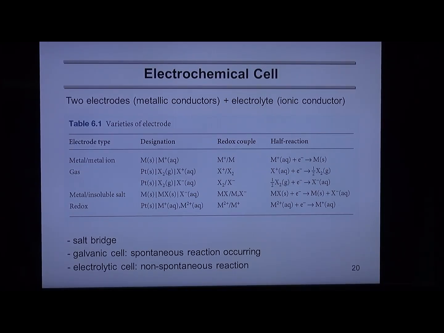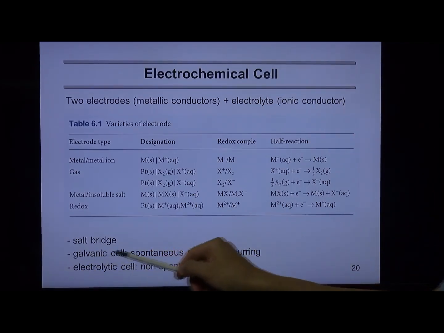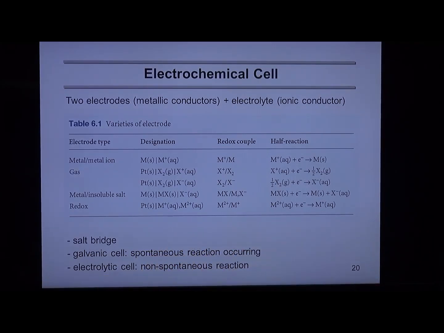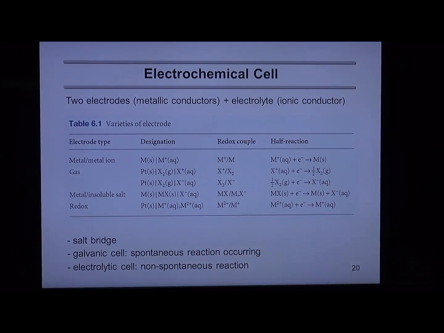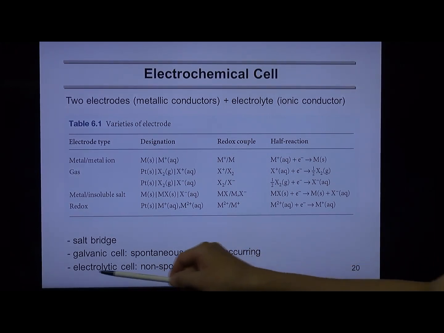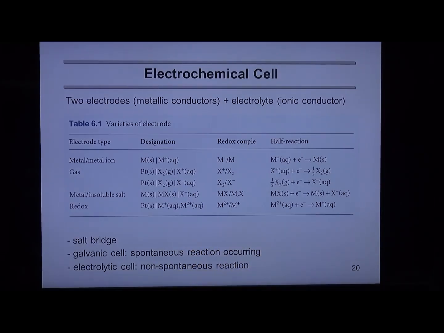Overall, electrochemical cells can be divided into two different kinds: galvanic cells and electrolytic cells. A galvanic cell is an electrochemical cell which generates electrical energy by a spontaneous reaction. On the other hand, an electrolytic cell is a cell which works based on a non-spontaneous reaction. So to make an electrolytic cell work, we need some energy input. So there are two main kinds of electrochemical cell.